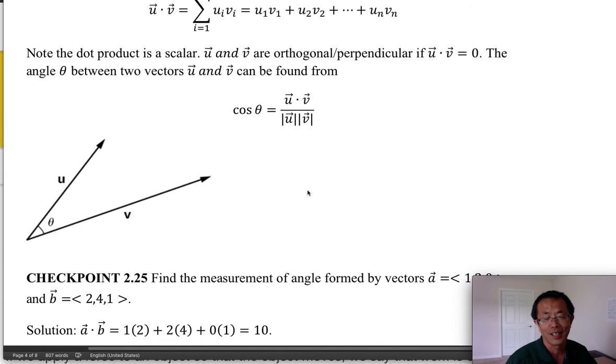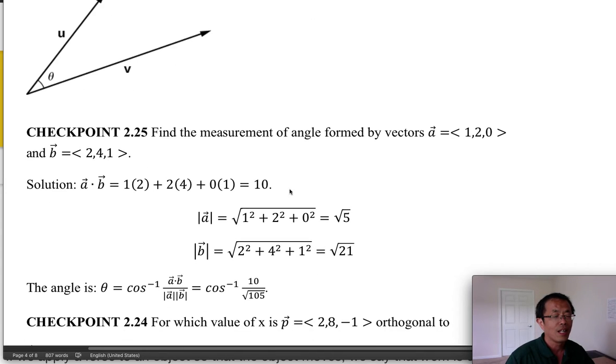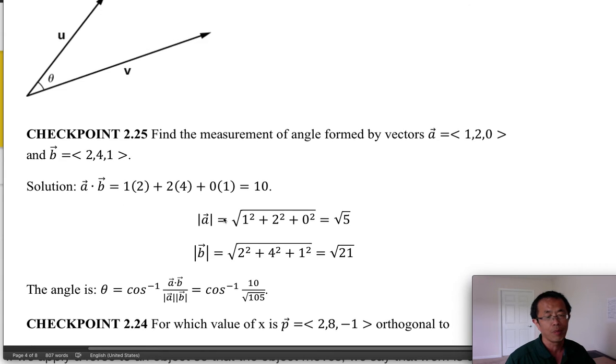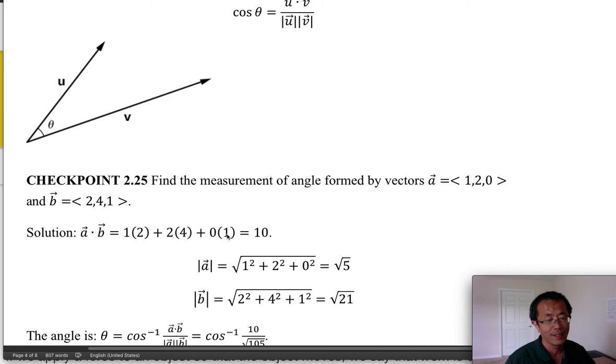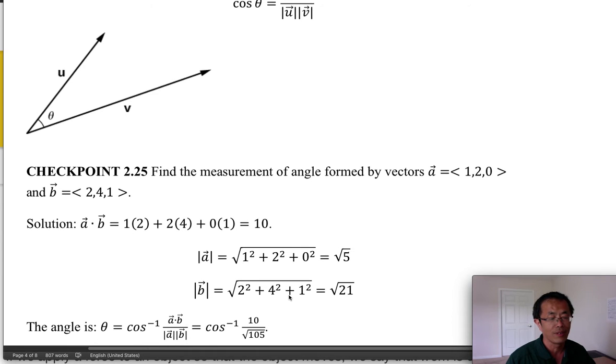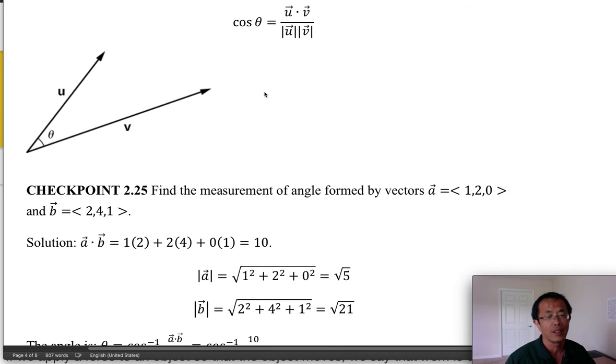Let's take a look at one example from the textbook. I took out checkpoint 2.25 here. We want to find the angle between vector A and vector B. Accordingly, here's what I did. Because I'm checking with the formula, I needed to calculate the dot product. So I did that. And I also calculated the norm of A. Hopefully, I think I'm correct. And I also calculated the norm of B, and that looks fine too. So basically, I should write that cosine of the angle is the dot product over the product of the norms.